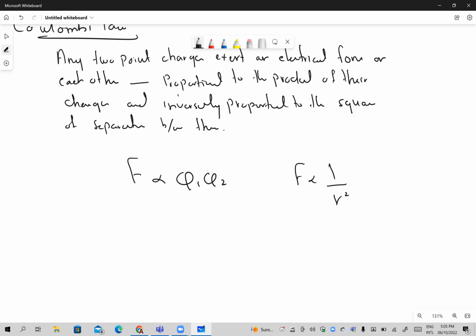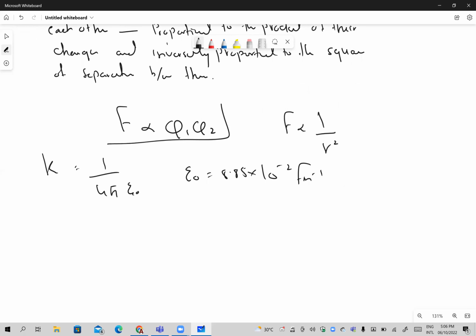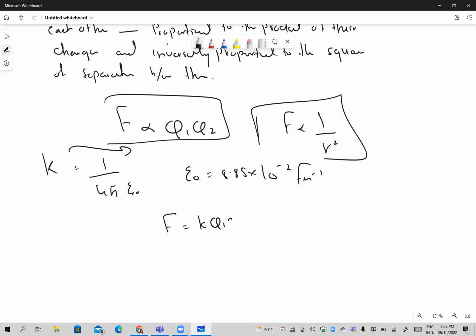The constant K has a formula of 1 over 4 pi times the permittivity of free space, epsilon naught. And permittivity of free space is 8.85 times 10 raised to the power of minus 12 F m negative 1. So combining these two relationships and including this K, the resulting formula is F equals K Q1 Q2 over r square, directly proportional to the product of their charges and inversely proportional to the square of the separation.